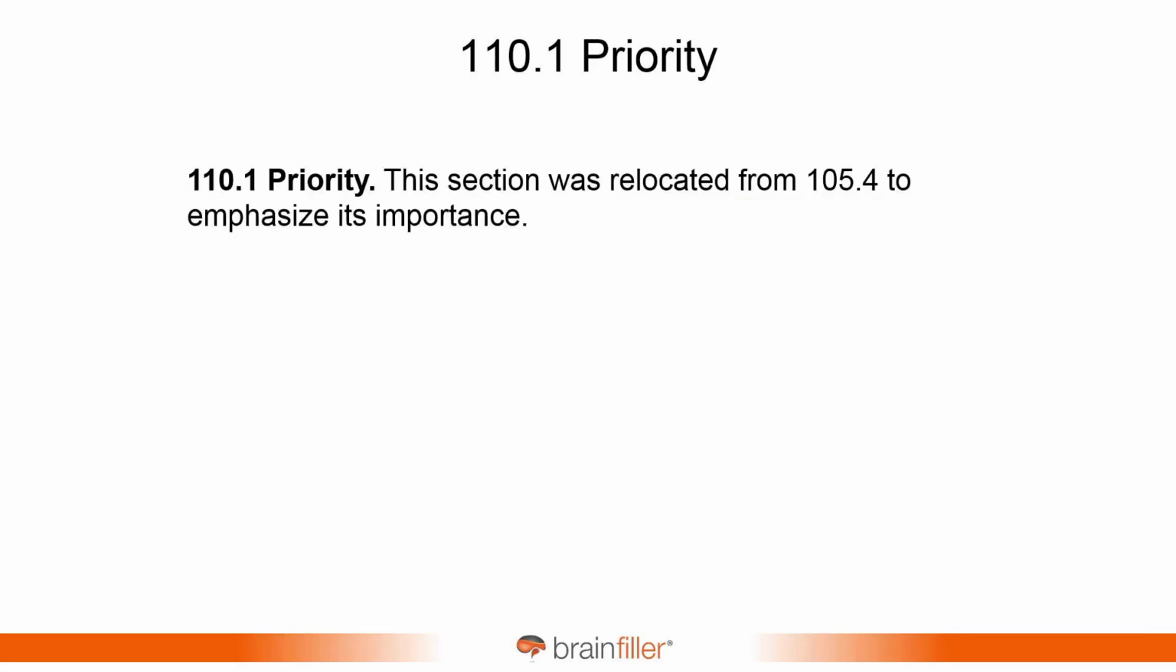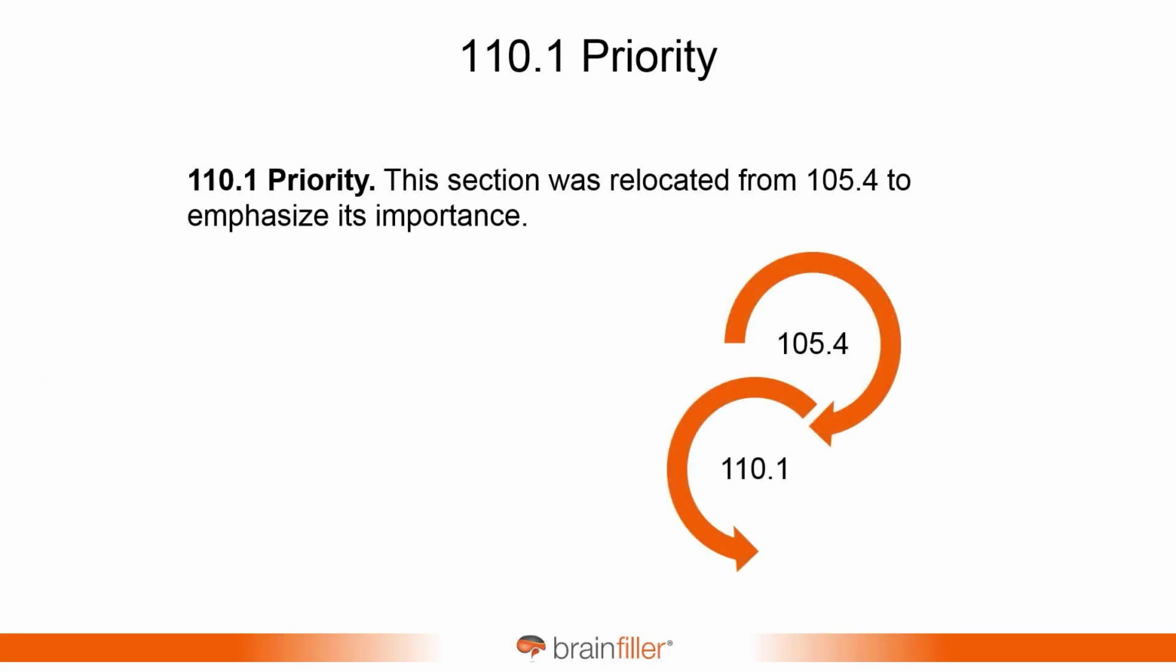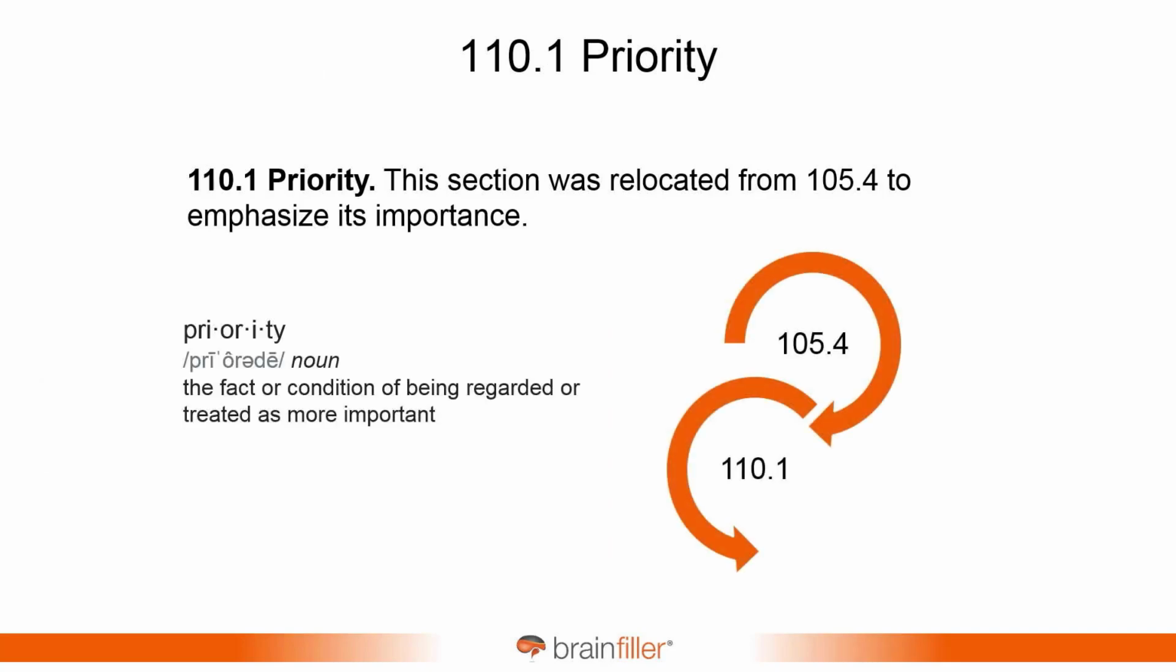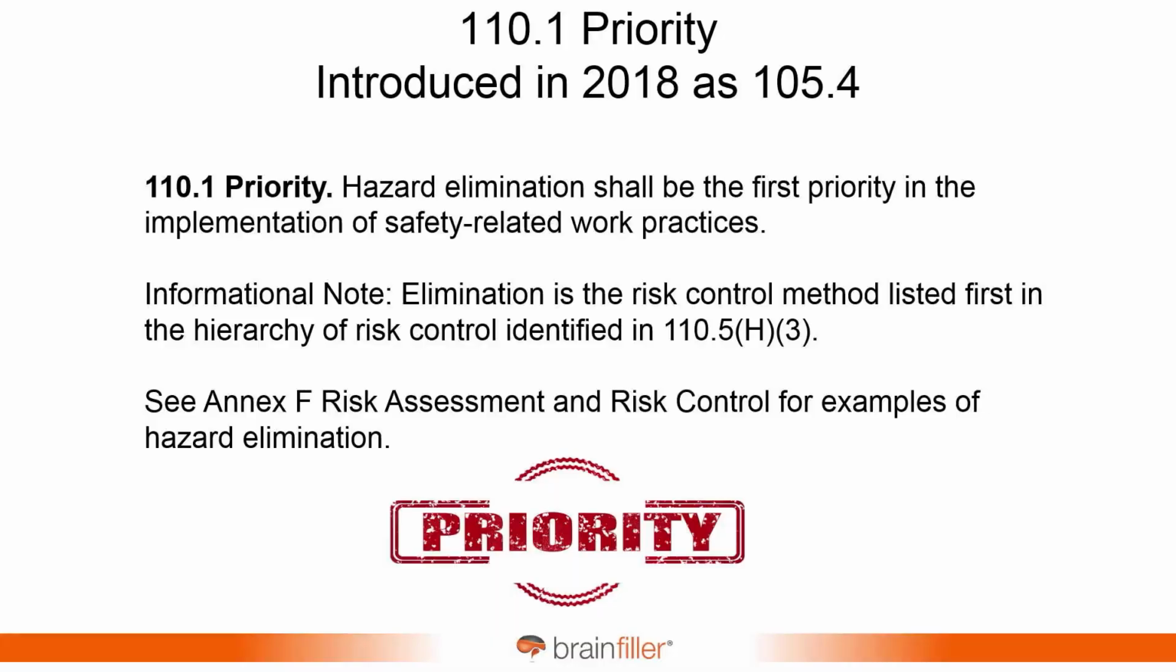A relocation of priority was very important. This used to be in 105.4, and it was actually added in the 2018 edition of NFPA 70E. But it's considered to be so important that it was relocated to 110, and not just relocated to 110, it was relocated to 110.1, the very first section in 110. It is that important. Hazard elimination. It's the first priority in the implementation of safety-related work practices.